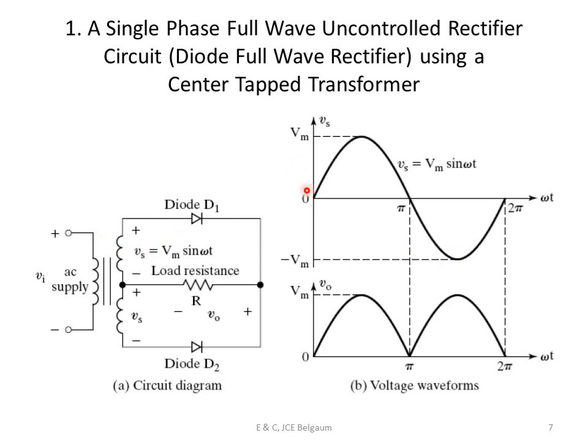Now during the positive half of the cycle, this terminal is plus and this terminal is minus. So this gets induced here. So this is plus and this is minus. Now because this is plus, the anode of this diode is connected to plus, so this diode is forward biased. This is minus which is connected to the anode, hence D2 will be reverse biased.